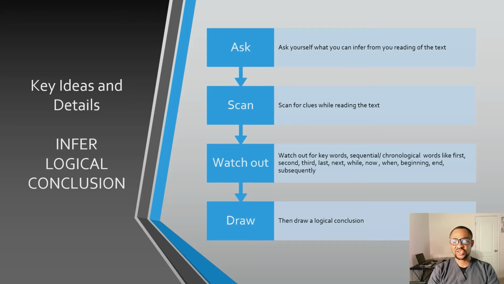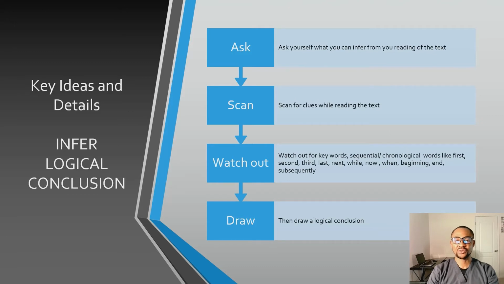Then watch out for keywords. Sequential, chronological words like first, second, third, last, next, while, now, when, beginning and end, then, subsequently. These are sequential or chronological words. Then with all these, you can now be able to draw a logical conclusion. So remember, the target of this slide is to let you know what you're going to do when they ask you to draw a logical conclusion.